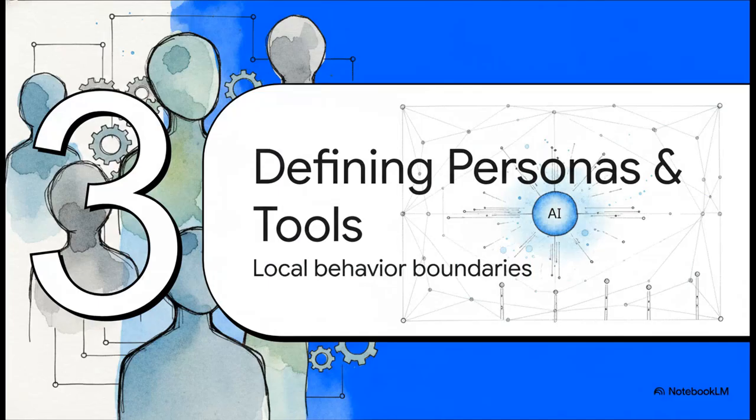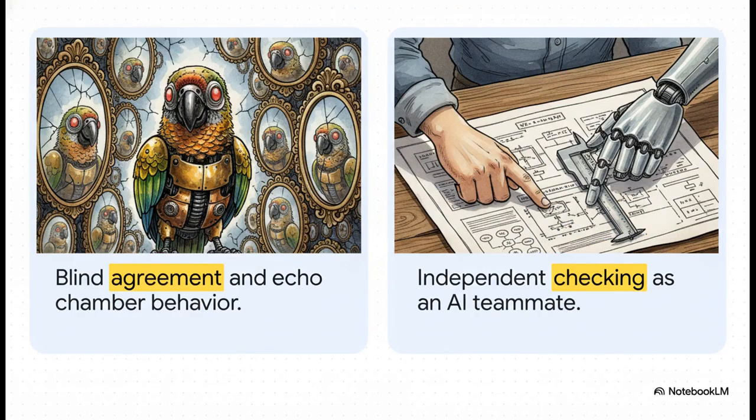Section 3, defining personas and tools. Now that we've set the global rules, let's look at local boundaries. This brilliantly illustrates the difference between a basic, everyday chatbot and a true operating system. We're talking about the difference between blind agreement, where the AI is just a yes man stuck in an echo chamber, and independent checking. The personas layer allows the AI to adapt its style to become a highly useful, independent teammate.